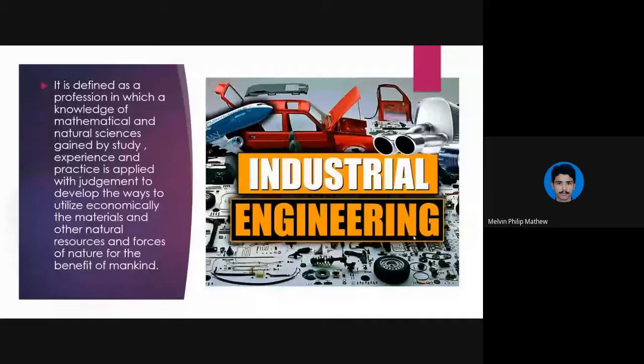So, what is basically industrial engineering? It is defined here. I have given you the definition before. It is defined as a profession in which a knowledge of mathematical and natural sciences gained by study, experience, and practice is applied with judgment to develop the base to utilize economically the materials and other natural resources and forces of nature for the benefit of mankind. This is the definition for industrial engineering.